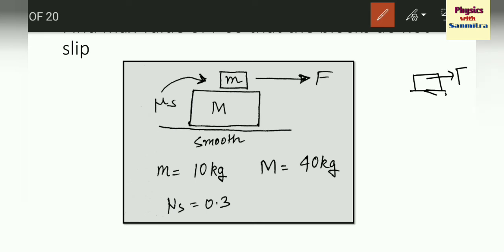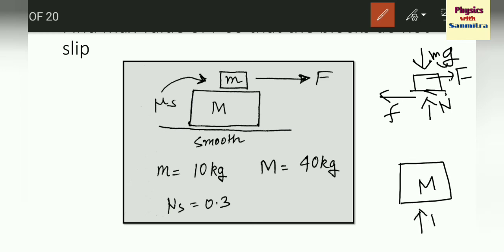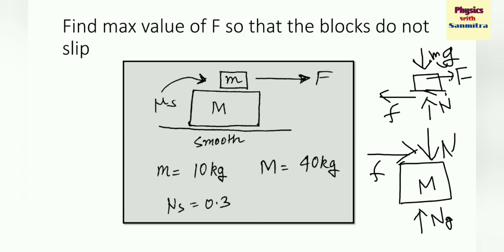This is F, and this is mg. Normal reaction will come from the lower block, and friction will be on this side because it is opposing relative motion. And in case of the larger block, there will be the normal reaction from the ground. There is a normal reaction from the upper block, and there is a horizontal reaction from the upper block, that is friction. So the free body diagram we have drawn for both the objects.